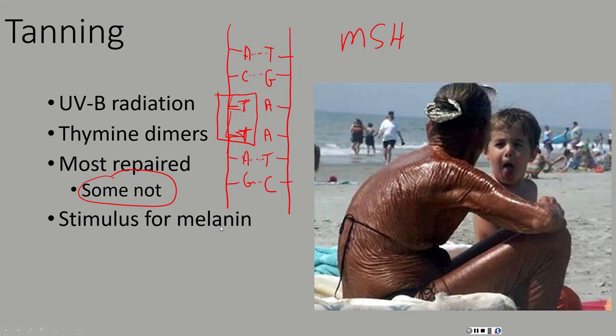What do the melanocytes do? They start pumping out melanin. The keratinocytes grab that melanin and start shielding themselves from that ultraviolet radiation. As you're out in the sun, you're getting this damage, you start making melanin, and your skin gets darker.